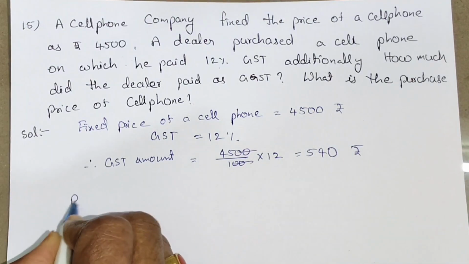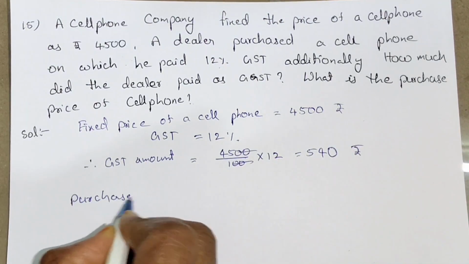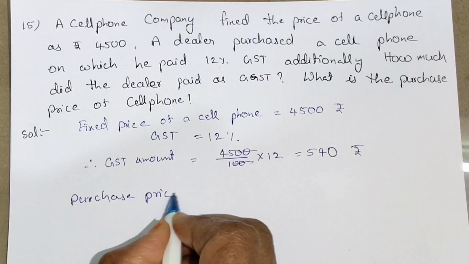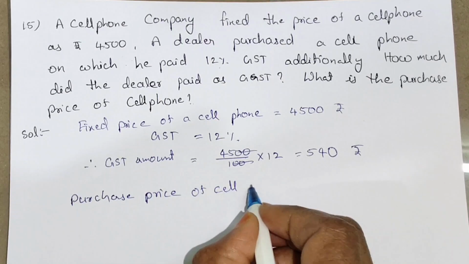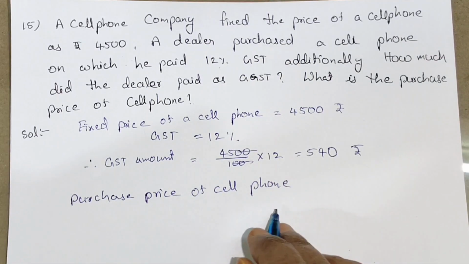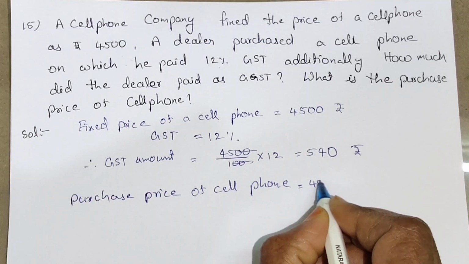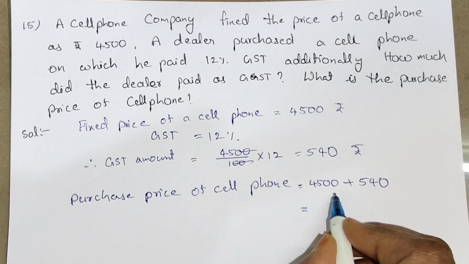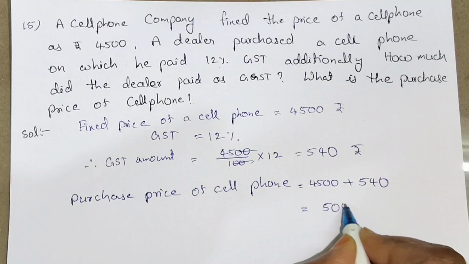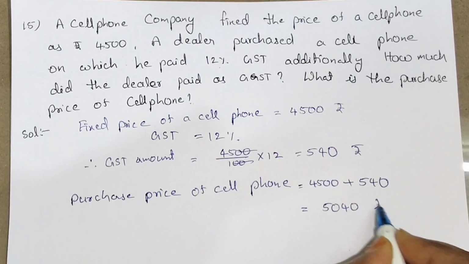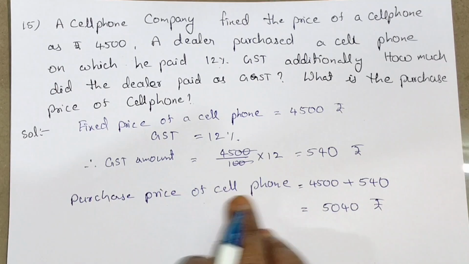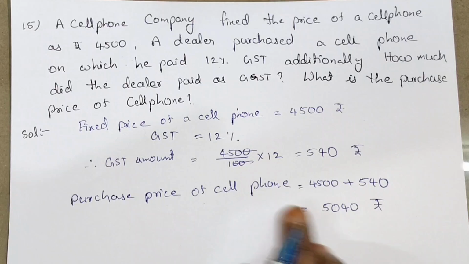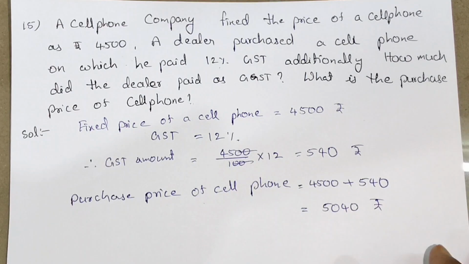Now the purchase price of the cell phone is equal to 4,500 plus the GST 540 rupees. Adding these two numbers, we get 5,040. 5,040 rupees is the purchasing price of the cell phone. The final purchasing price is 5,040 rupees. So this is the complete answer for the fifteenth question.